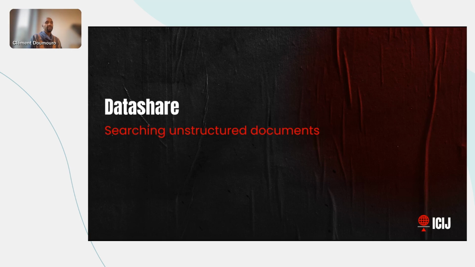So Datashare is developed and maintained at the ICIJ. It's open source software, and its goal is to help journalists converge towards the information they're looking for inside documents they receive. So using Datashare, they should be able to do so even when the amount of data is massive, typically too large to be read by humans. So here is a glimpse of how Datashare works.